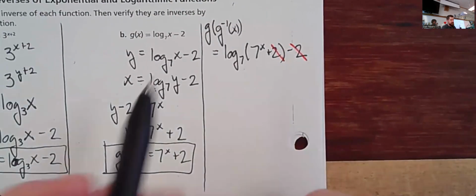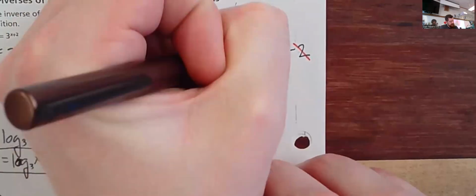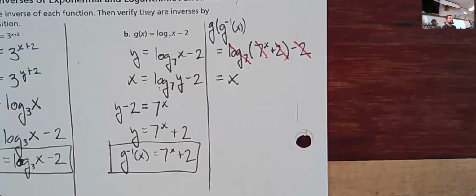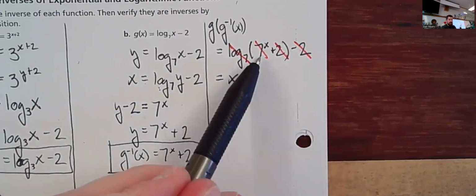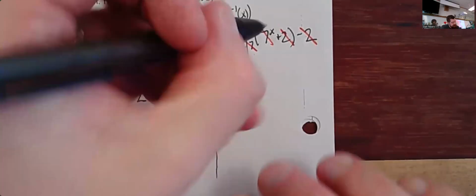What do you notice about the log base and the exponent? Yeah, they're the inverses of each other. So log base 7 and 7 will cancel. So what are we left with? X. Positive 2 and negative 2 cancel out. Log base 7 and base 7 are inverses, so they cancel out as well, leaving us with the exponent of x.